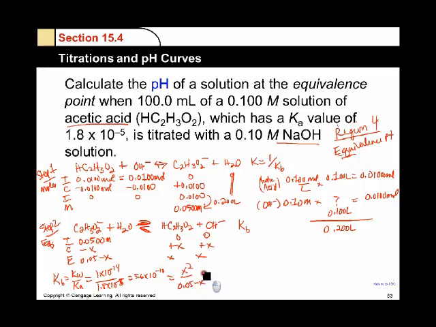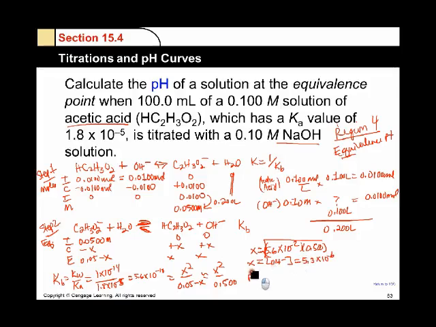We can use our approximation here to say that x squared over 0.05 is the same as x squared over 0.05 minus x. So we can now just multiply both sides by 0.05 and then take the square root to find x. This is going to give us the hydroxide ion concentration, which is 5.3 times 10 to the minus 6.